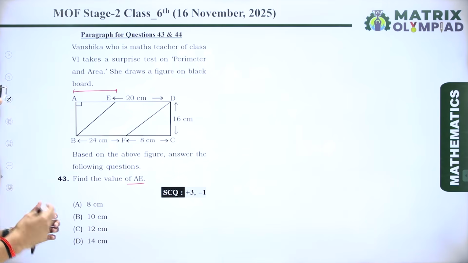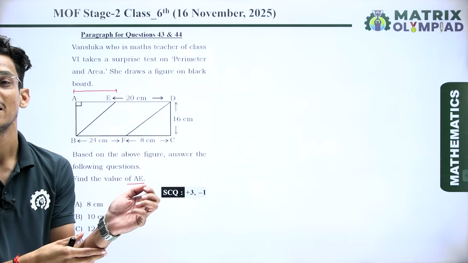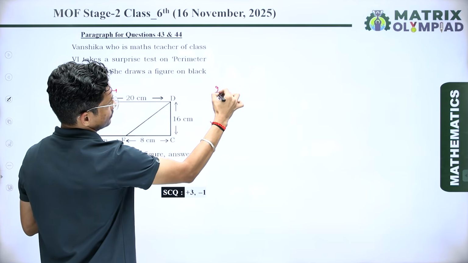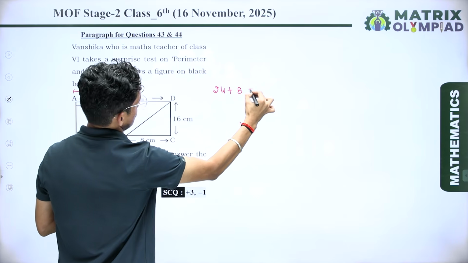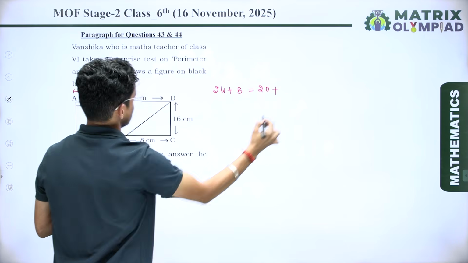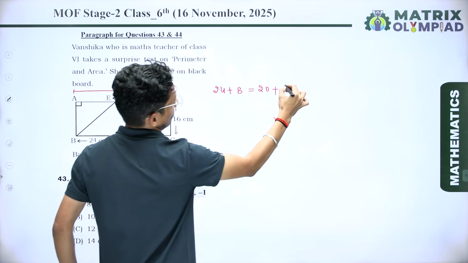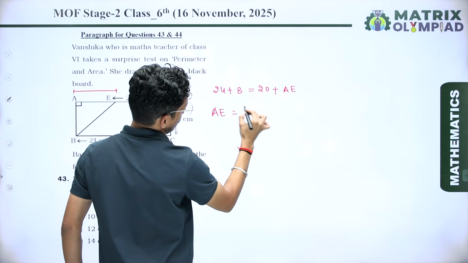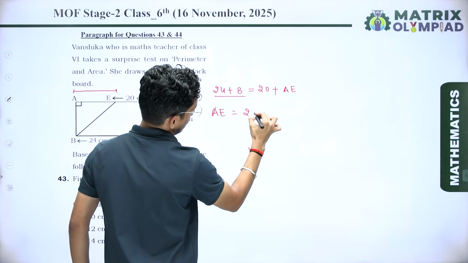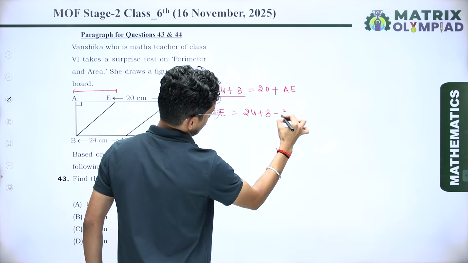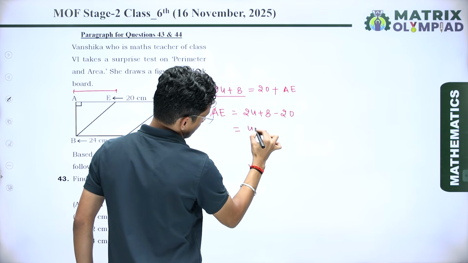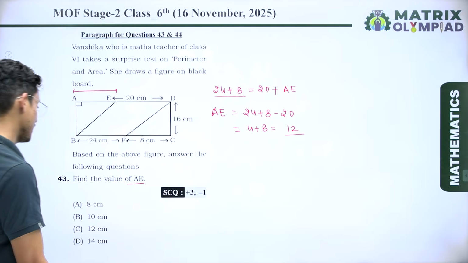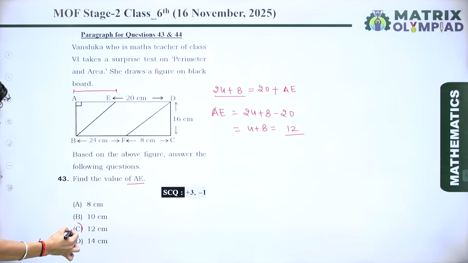So we know in a rectangle, opposite sides are equal. It means the sum of 24 plus 8, which is equal to 20 plus AE. So we can say that the value of AE is equal to 24 plus 8 minus 20. So here I can write 4 plus 8, that is 12. So the value of AE here we get that is 12.